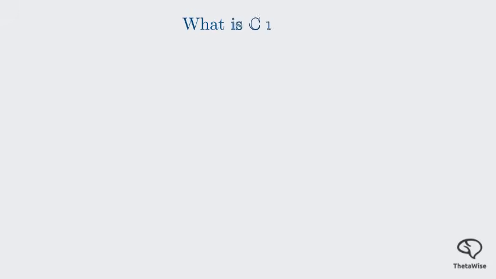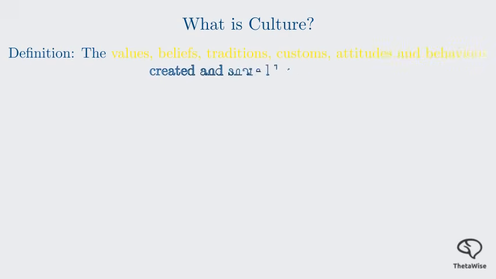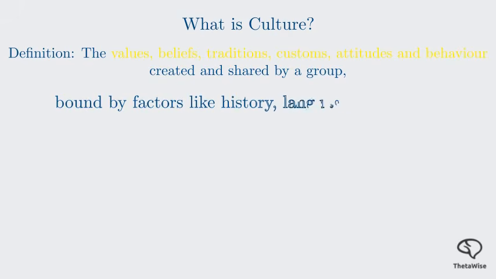First, let's understand what culture is. Culture is the shared way of life of a group of people. It's the lens through which they view the world and interact with each other. Your notes define culture as the values, beliefs, traditions, customs, attitudes, and behavior created and shared by a particular social, ethnic, or age group. These groups are bound together by factors like common history, where they live, language, social class, or religion.